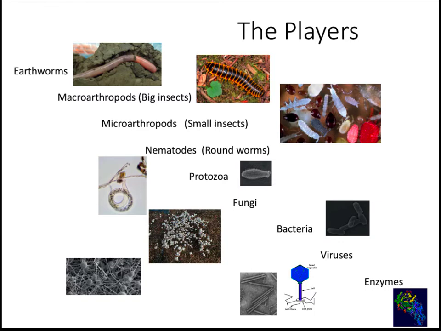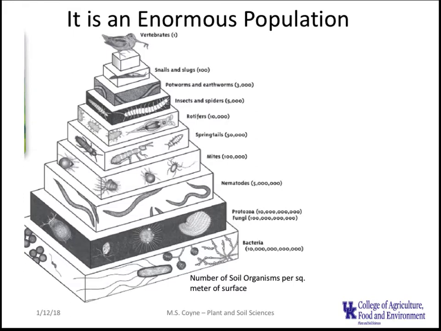So, big organisms all the way down to the molecular level. Hold this in your hand, 5 centimeters or so. This is at the molecular scale. An enormous range of size of the biology and the living things that are in that soil environment. And it's an enormous population. If we look at the number of organisms per square meter of the soil surface, we go from maybe 100 snails and slugs all the way to billions and billions of bacteria in that environment.